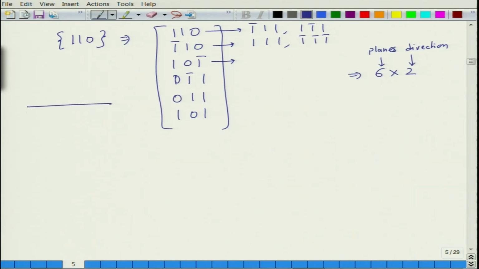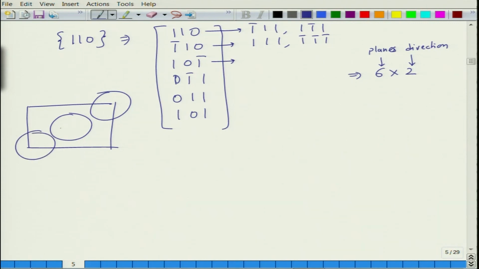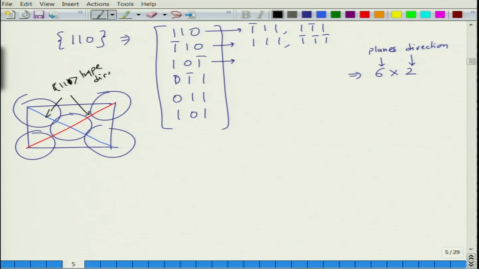because if you look at this 1 1 0 plane, this is the central atom, this is the corner atom, you have one atom here. So, you can have one direction as this direction and another direction could be this direction. Both of them are 1 1 1 type of directions. So, you have 6 planes, each plane containing 2 directions, which means you will have 12 slip systems.